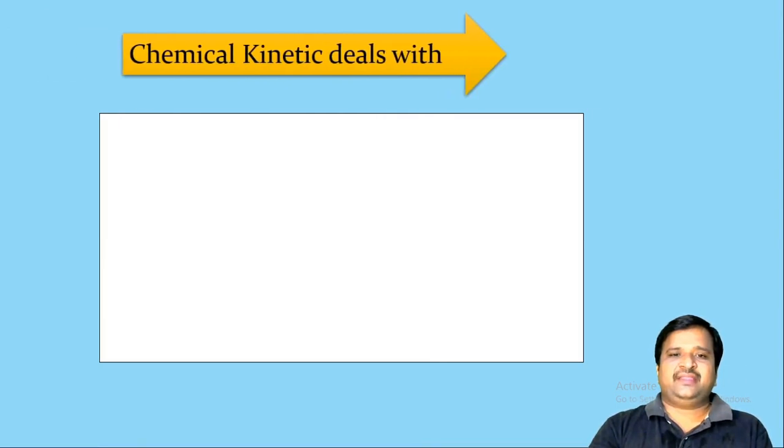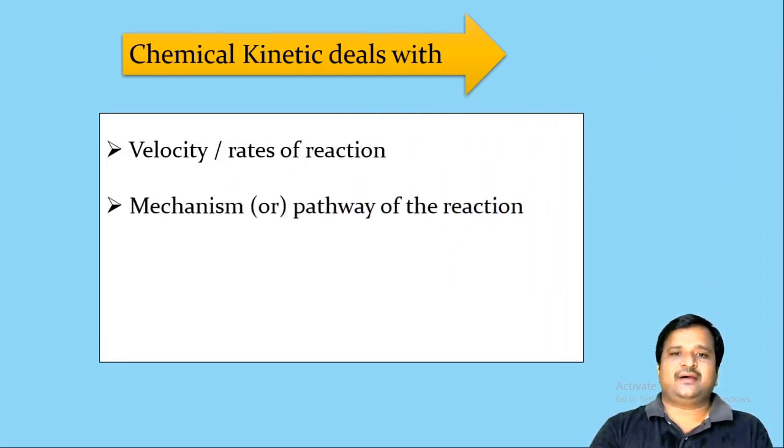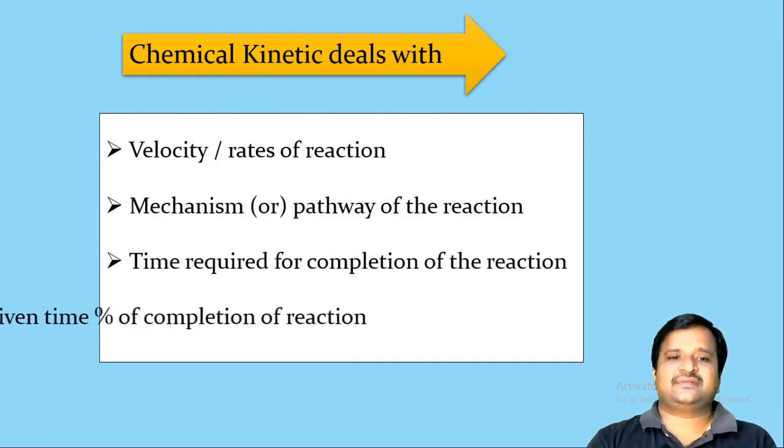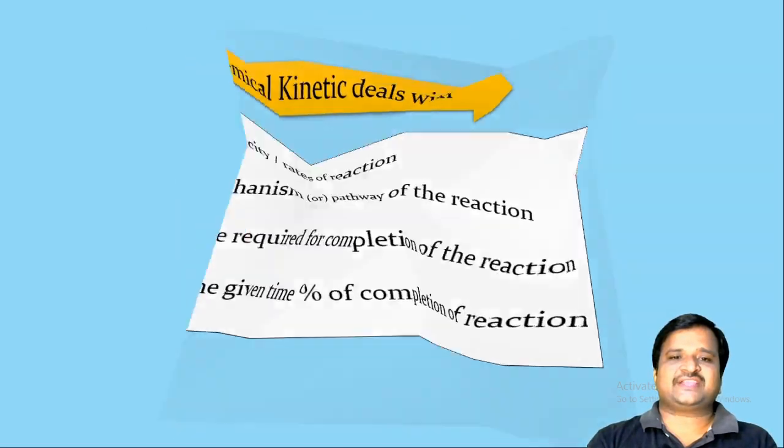So mainly chemical kinetics deals with velocity or rate of reaction, mechanism or pathway of the reaction, time required for completion of the reaction, and finally, in the given time, percentage of completion of the reaction.